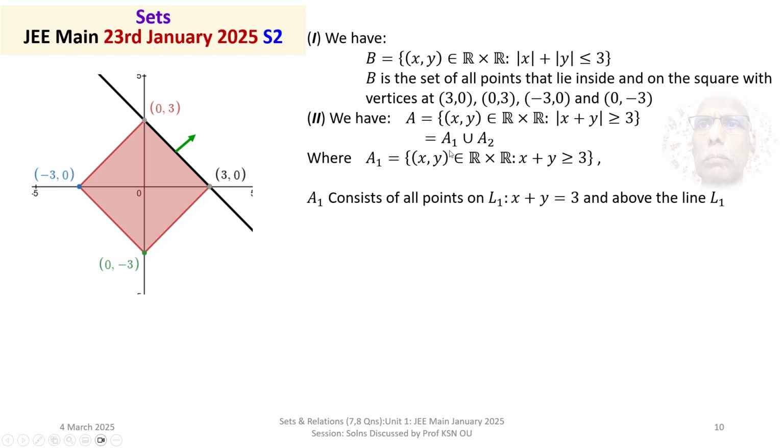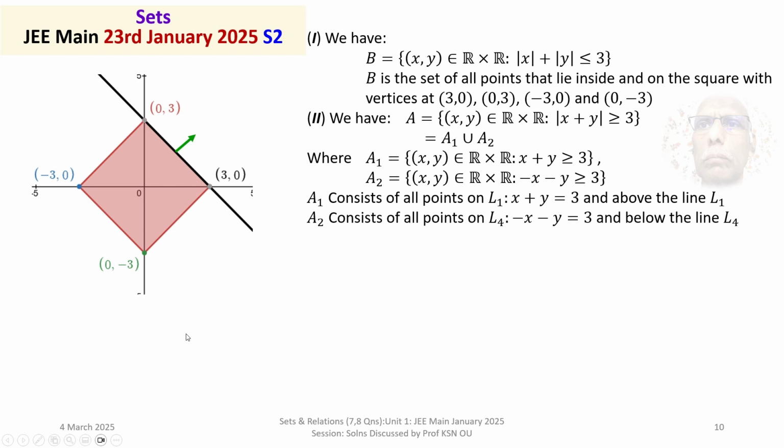So what is A2? A2 is the set of all those ordered pairs x comma y belonging to R cross R such that minus x minus y is greater than or equal to 3. It is the situation when x plus y is negative. So A2 consists of all points on L4, this is the L4, minus x minus y is equal to 3, and below the line L4. So this is below the line.